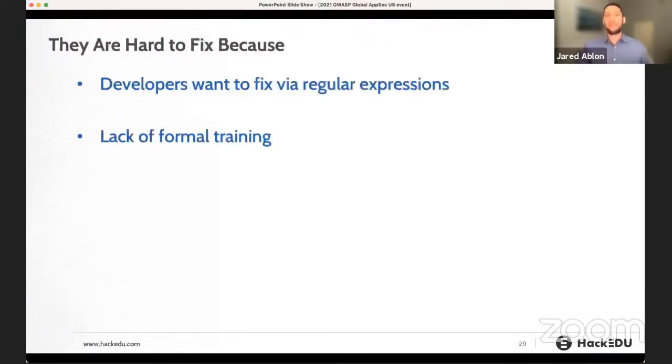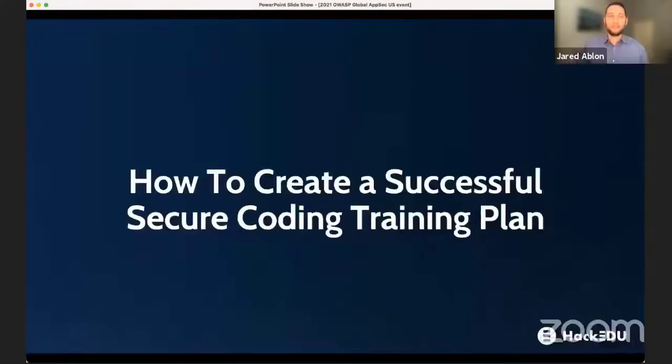It really comes down to developers wanting to go to regular expressions because they lack the formal training in understanding using parameterized queries, the right way to fix these vulnerabilities. And instead they think, oh, I have to filter out certain things for a particular case. And so that's why these are often fixed incorrectly.